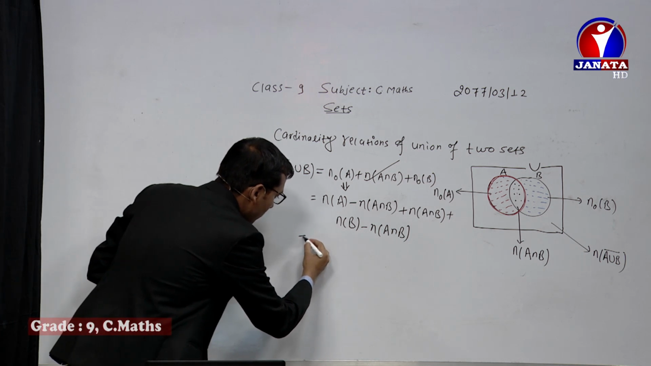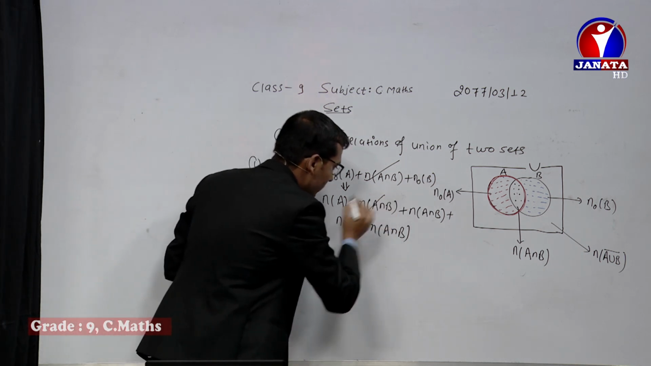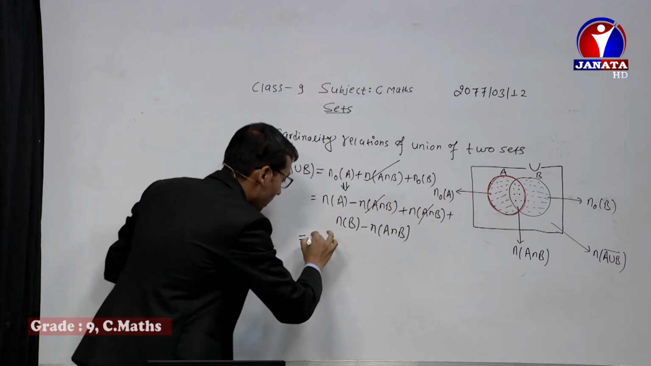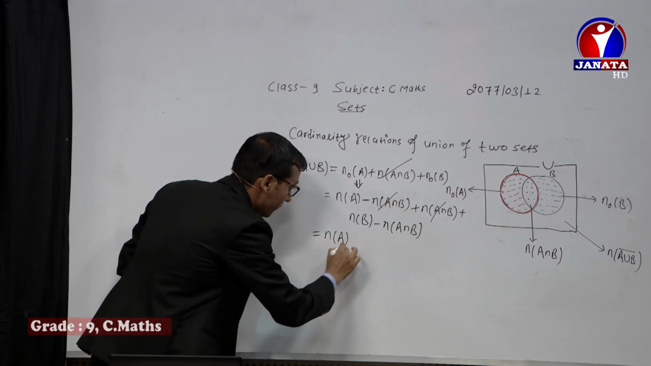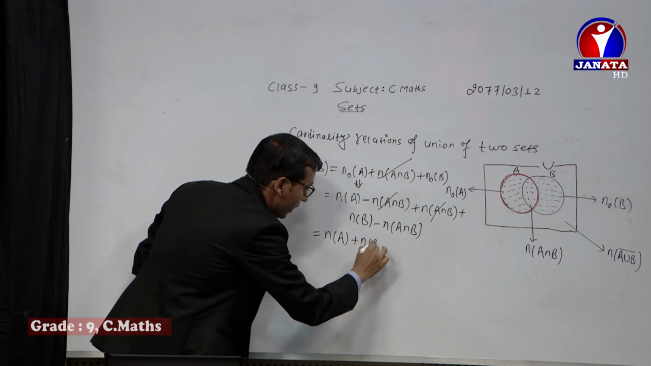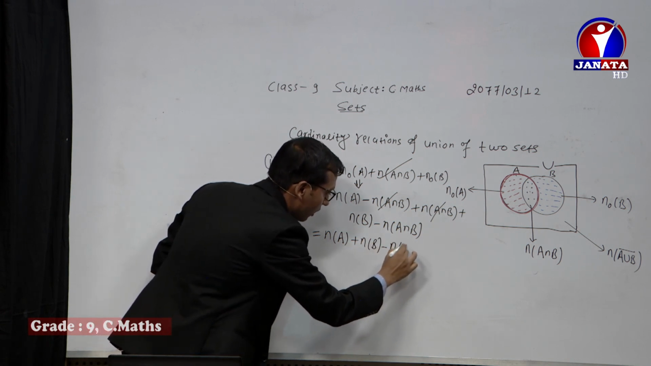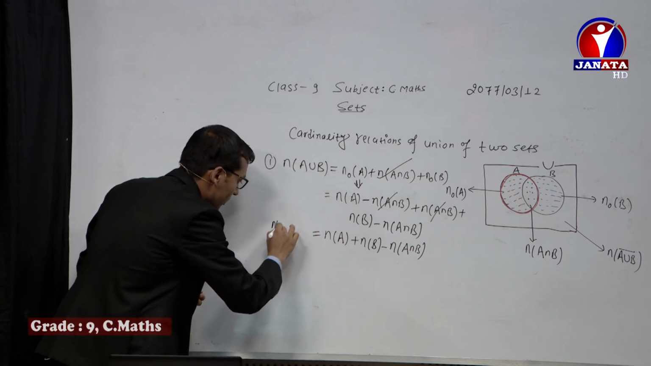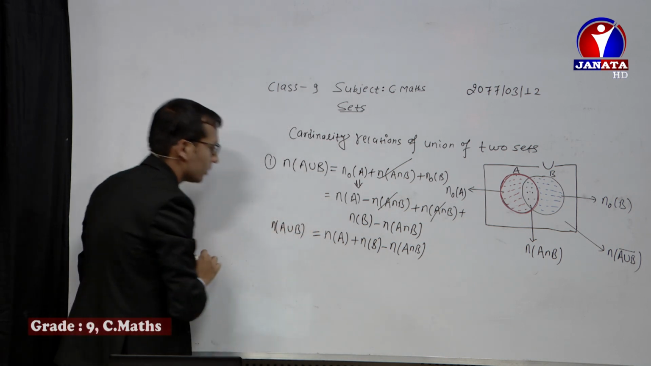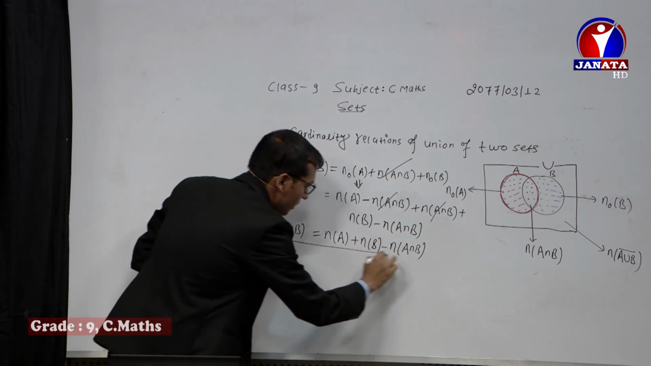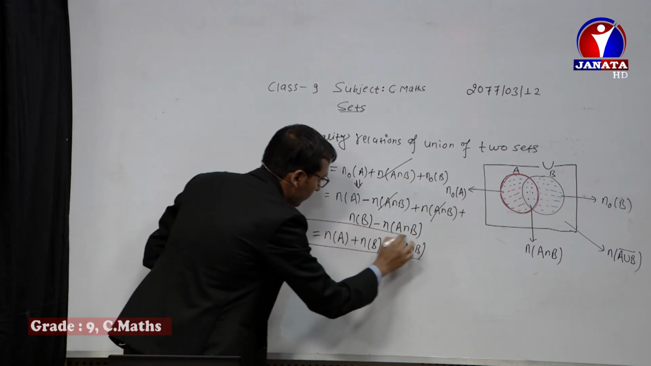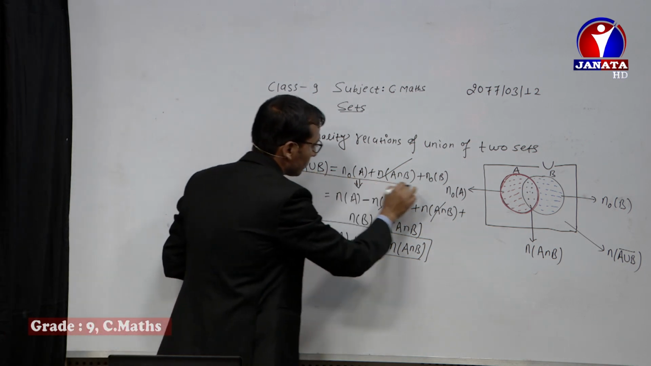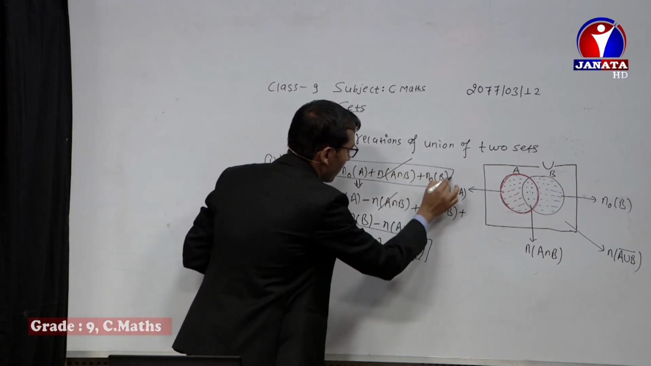Here we can cancel negative n of A intersection B and positive n of A intersection B, and we obtain n of A plus n of B minus n of A intersection B. So this is n of A union B. This is one of the formulas, and this is derived from the Venn diagram. So this is the main concept.